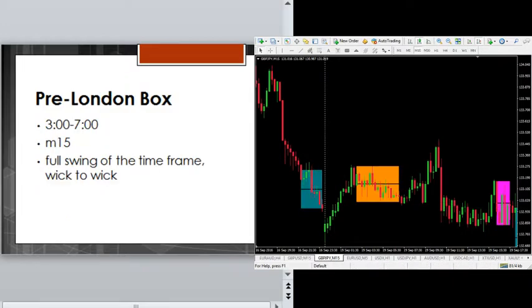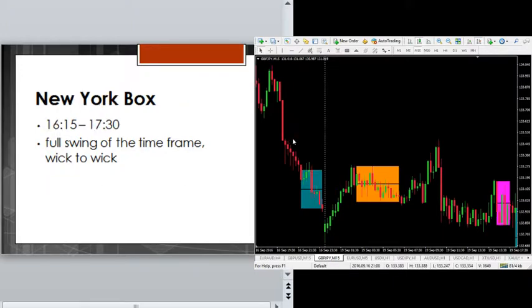Now the orange colored box is your pre-London box. The time frame for that is 3 a.m. to 7 a.m. Pepperstone broker time. Again, it is plotted at M15, but a special consideration for this box and the other box is that it's a full swing of a time frame. So we are considering the week to week movement. What's the week to week? It is the highest high or the lowest low swing points of the time frame 3 a.m. to 7 a.m.